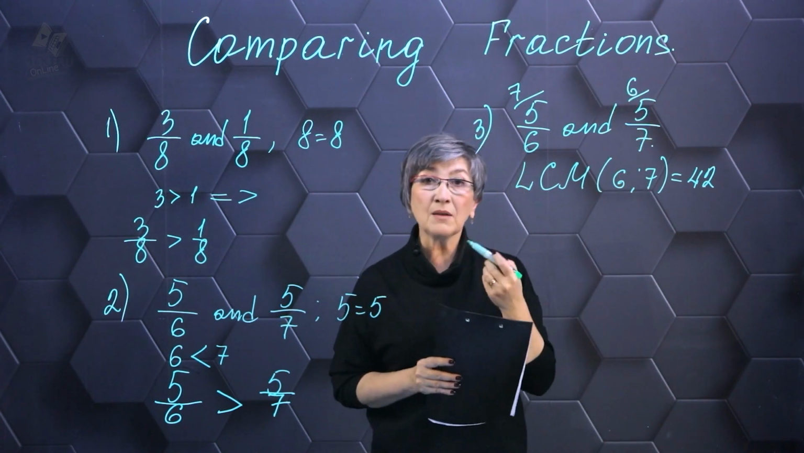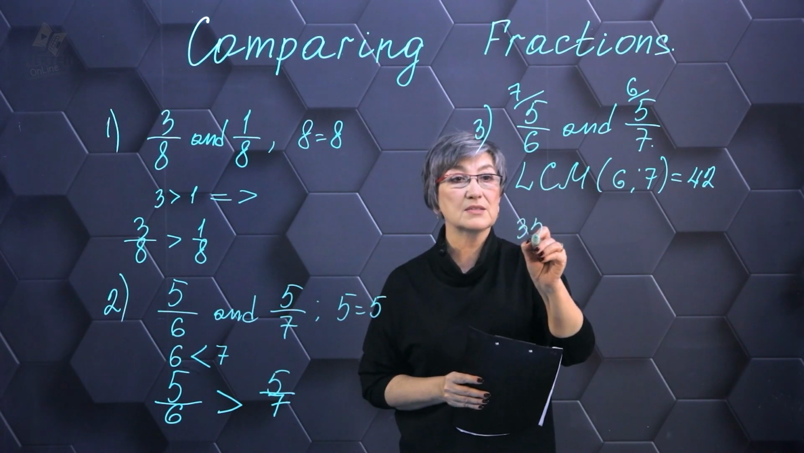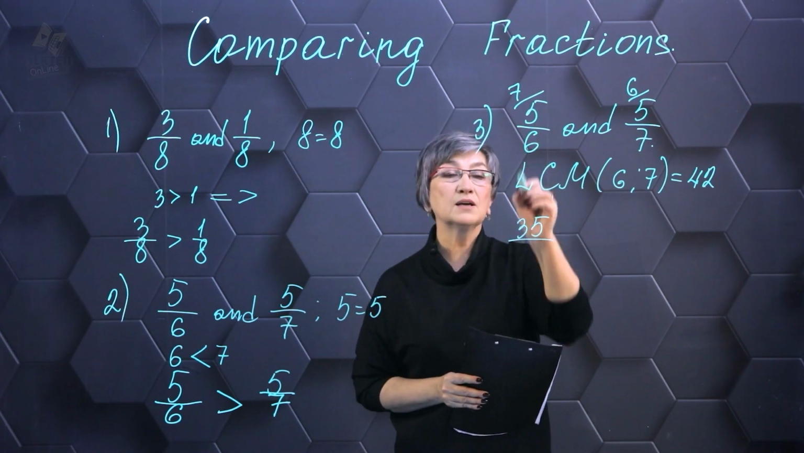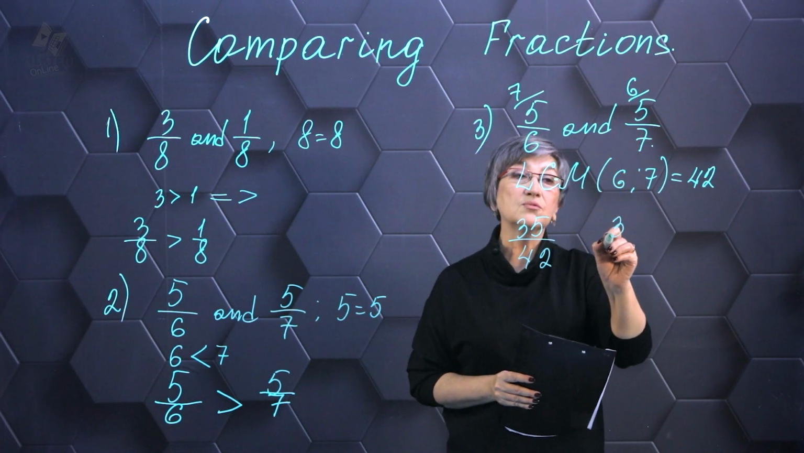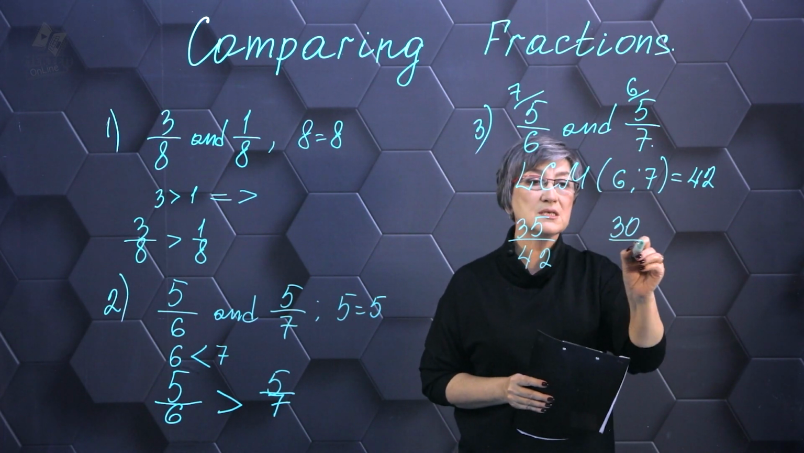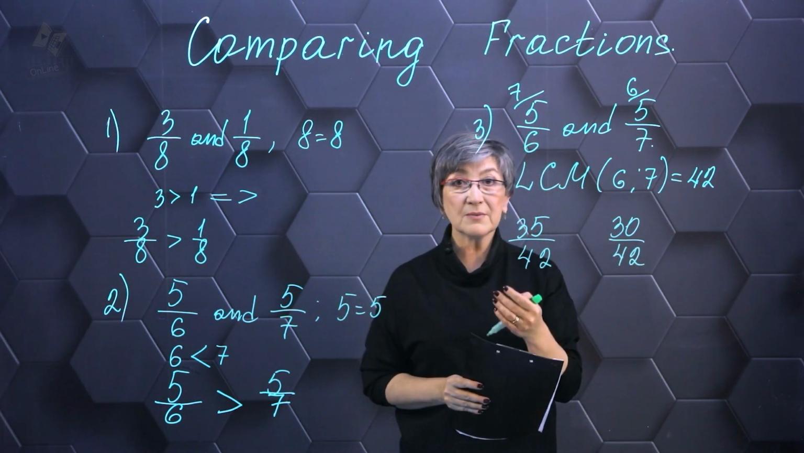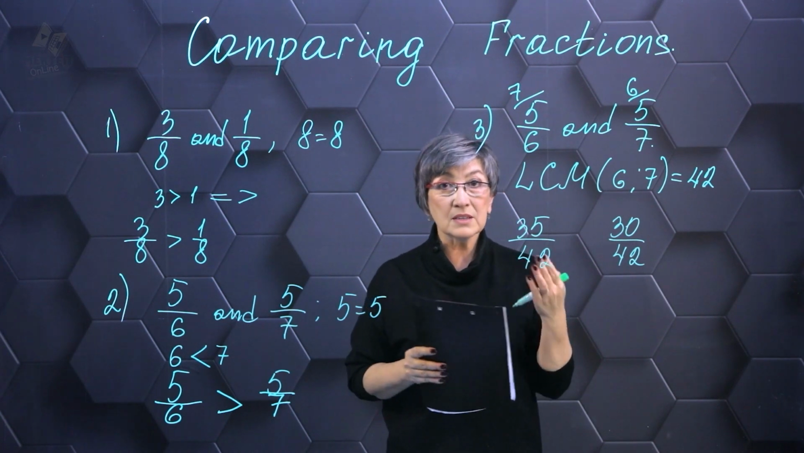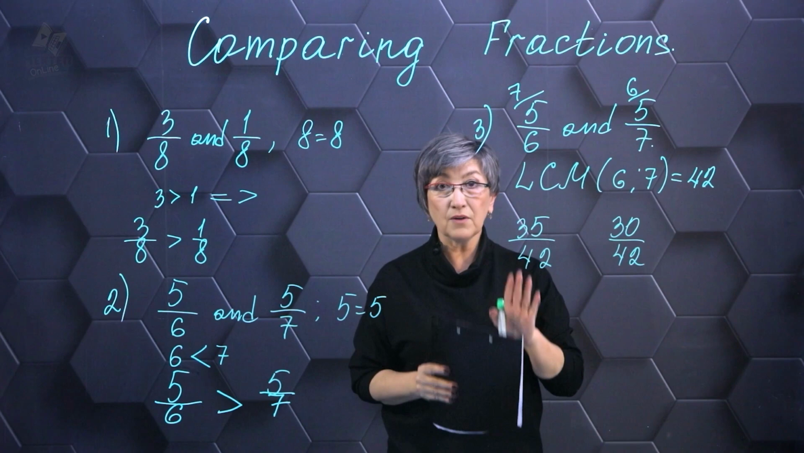As a result, I can bring it to a common denominator, so 7 times 5, and that makes 35. 7 times 6, that would be 42. And 6 times 5, that's 30. And 6 times 7, that's 42. And I ended up with two fractional numbers with the same denominator. And this is where it's very easy to compare. The fraction that has the larger numerator is the larger fraction.